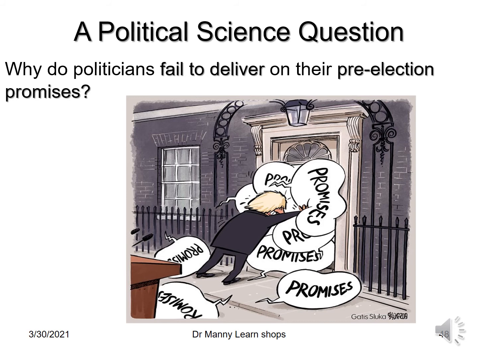It doesn't matter what country that you're in. Most people see politicians as being dishonest. They promise you the world before they're elected, and then they typically fail to deliver on their pre-election promises. Why? Why does that happen?